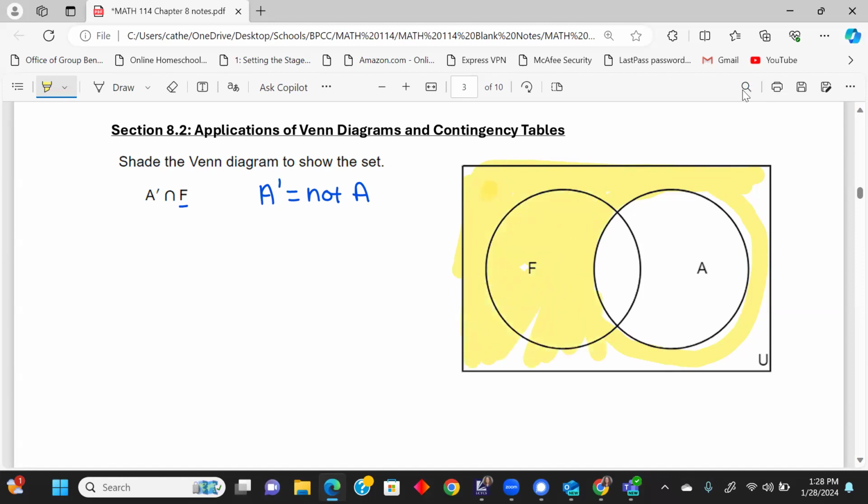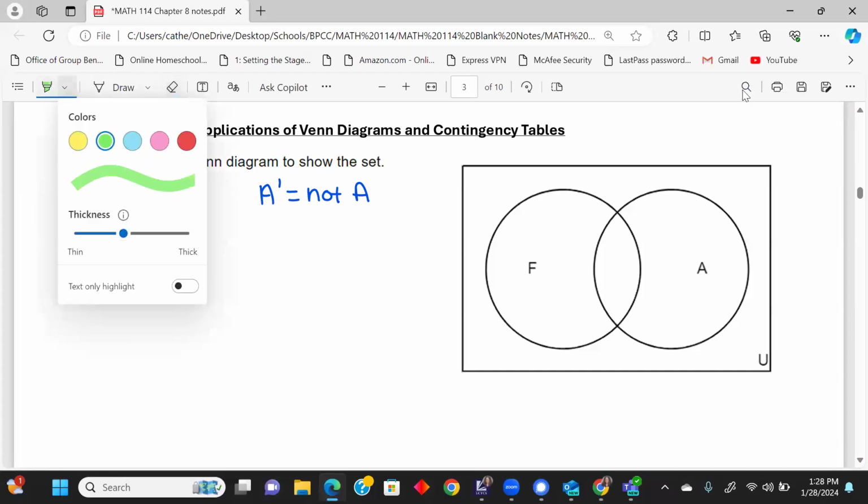Okay. So A is your house. We want everything that is not in your house. So that's F, your neighbor's house, even though they overlap in your yard. All right. So this is an example of not A. This is not A. Okay. So I'm going to erase all that.